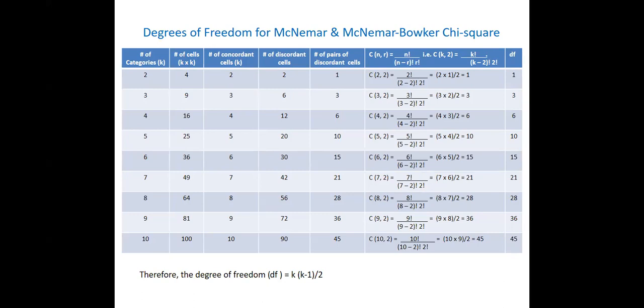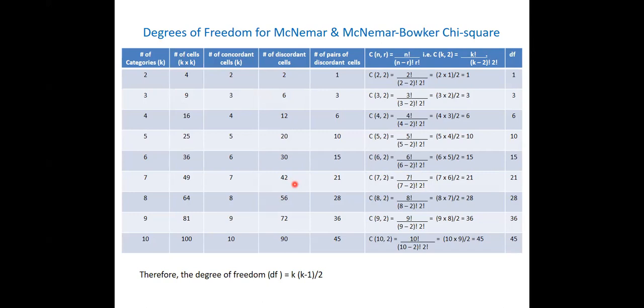If the number of categories is K, the number of cells will be K times K. So when we have 2 categories, the number of cells is 4. When we have 3 categories, the number of cells is 9. When we have 4 categories, it is 16. With 5 categories, it is 25, and so on. Now, we talk about concordant and discordant cells.